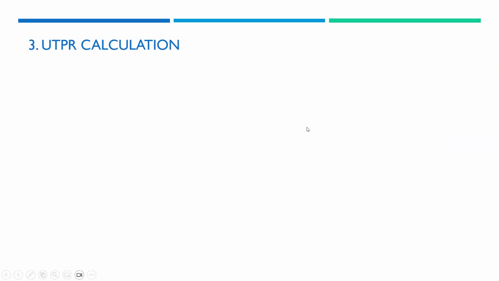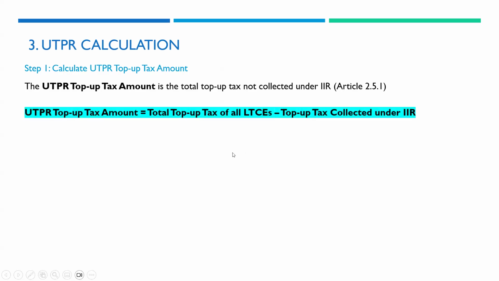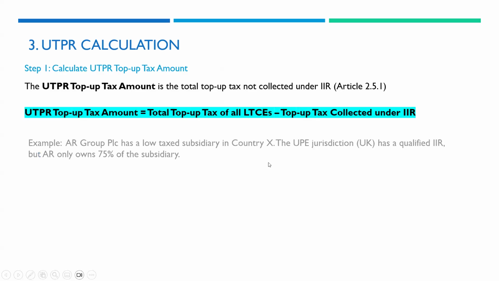Now let's see how to calculate UTPR and how the calculation will go. First, you have to calculate the UTPR top-up tax amount, which is nothing but the top-up tax amount not collected under IIR. The formula is: UTPR top-up tax amount is nothing but the total top-up tax amount of all LTCEs minus the top-up tax collected under IIR. You first find the residual amount, nothing but the untaxed portion. So let's say that A has a low-tax subsidiary.